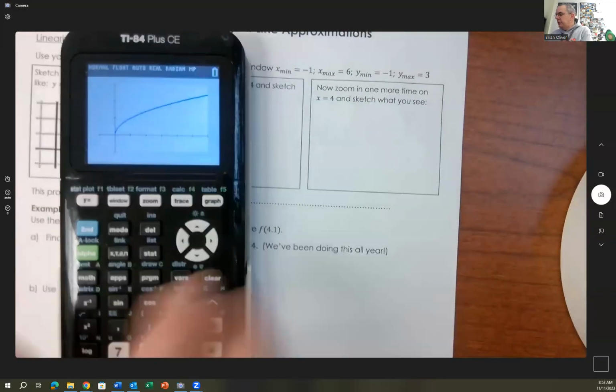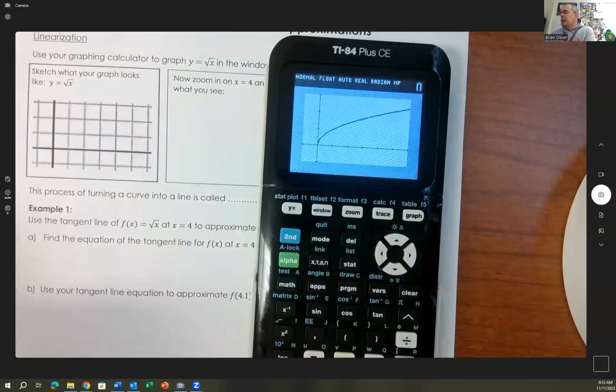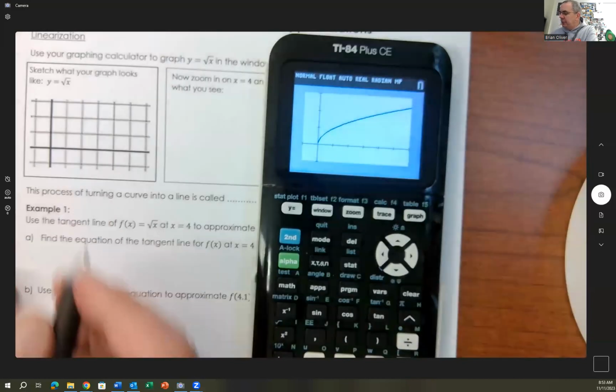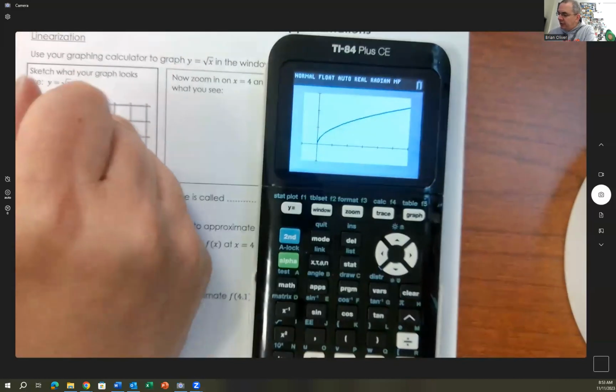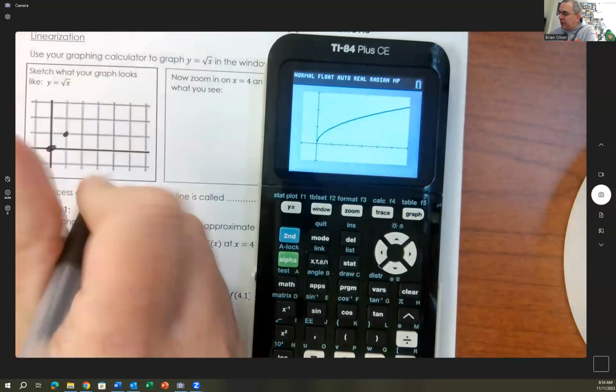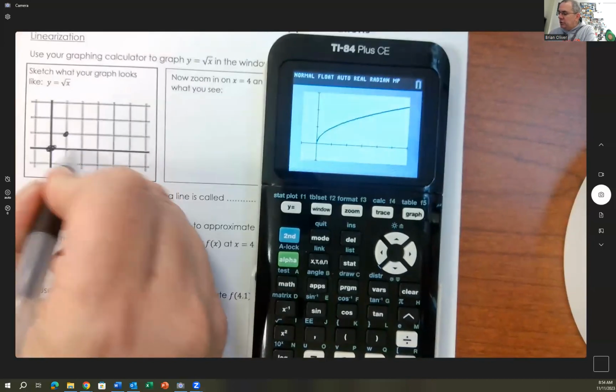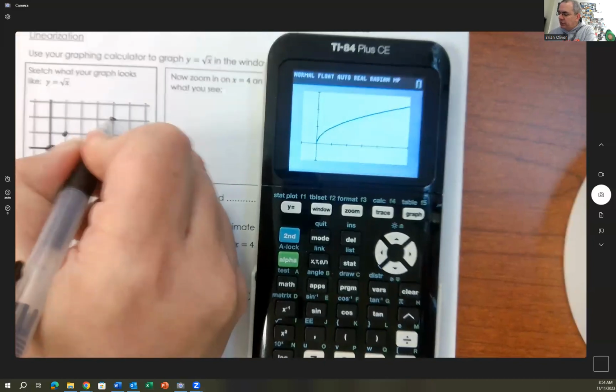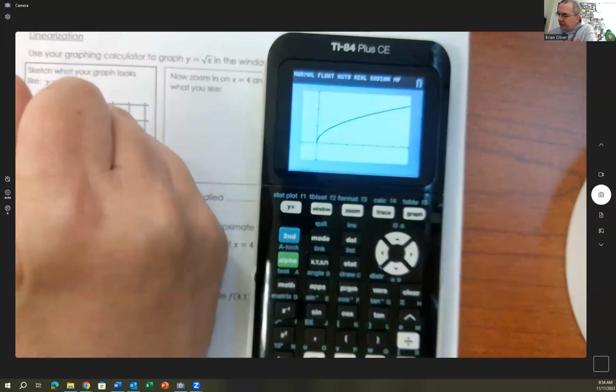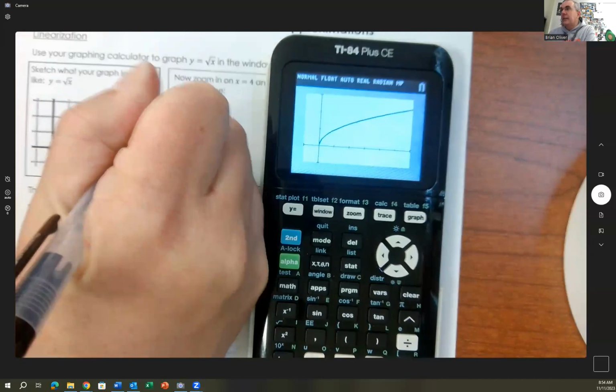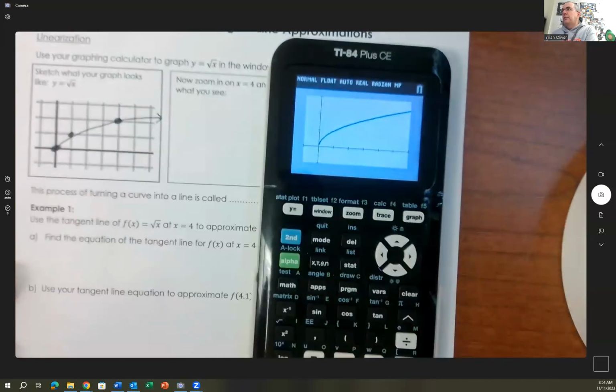It is a square root function. So I want to copy that over here. The way I copy it over here is I need to get some good points. If you think about it, the square root of 0 is 0. The square root of 1 is 1. The square root of 4 is 2. So what that gives us is a function that kind of looks like that. That's going to be our square root of x function.